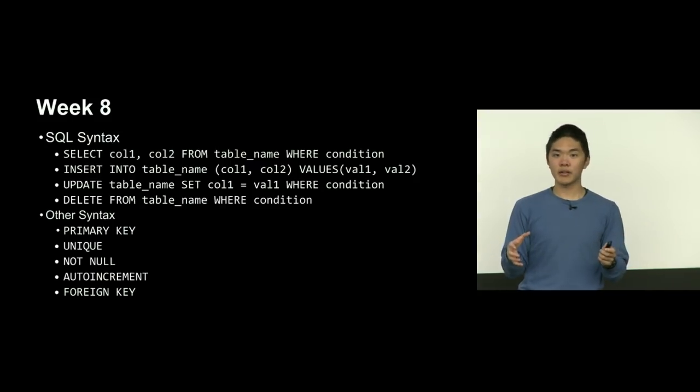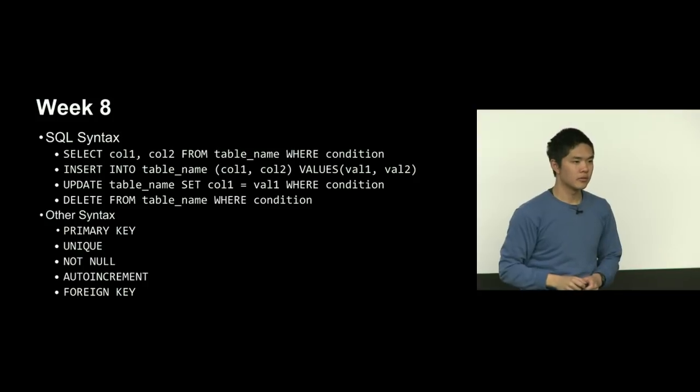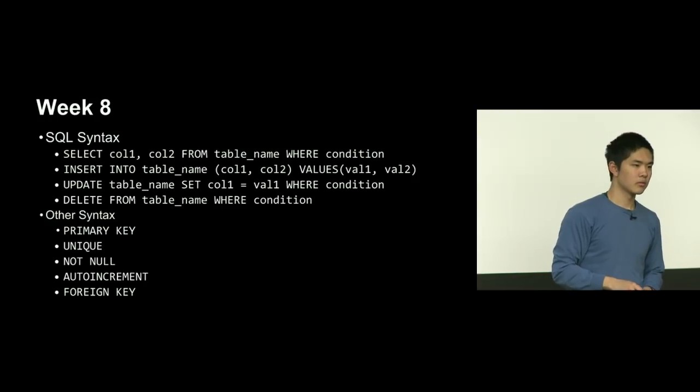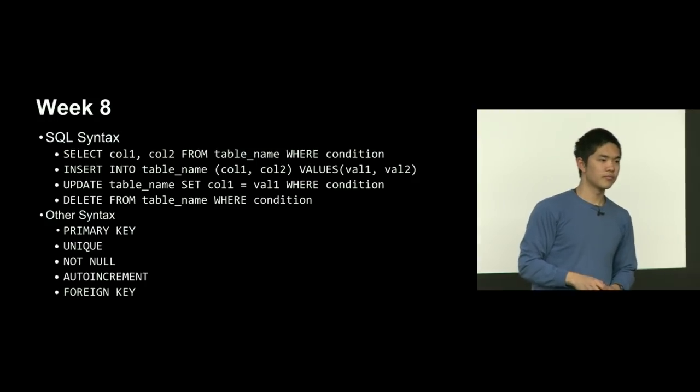Questions on SQL syntax so far? Yeah. So primary key and unique, they're both, in a sense, unique, but there's only one thing that could be called a primary key. Like, what's the difference between them?